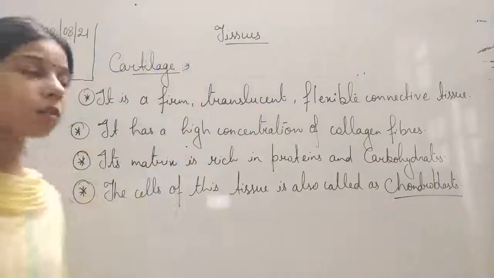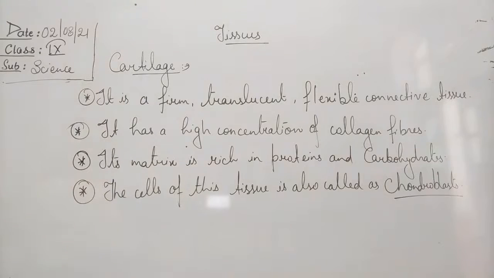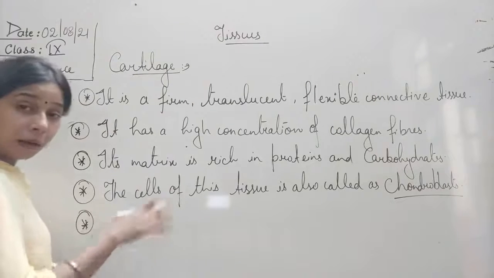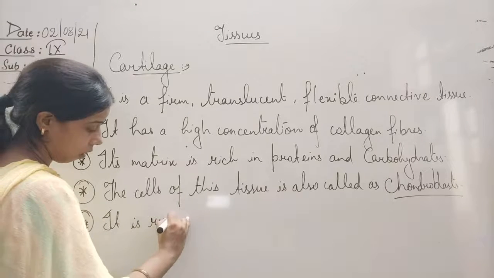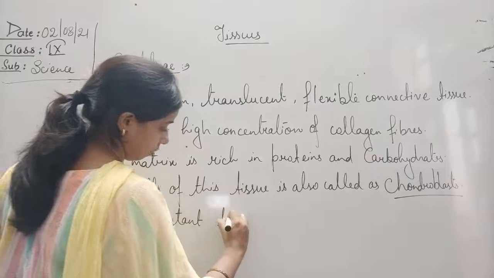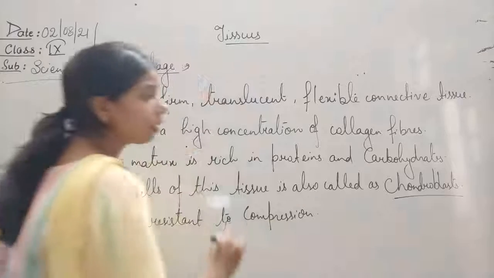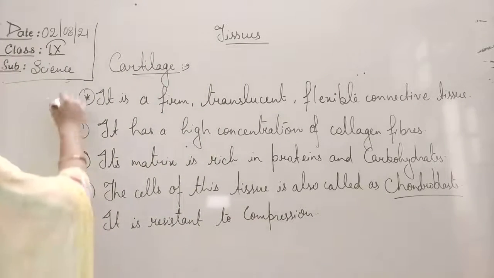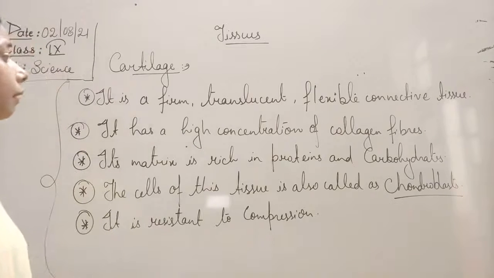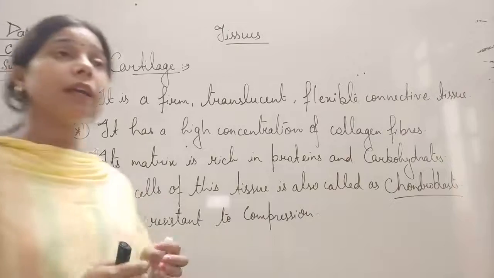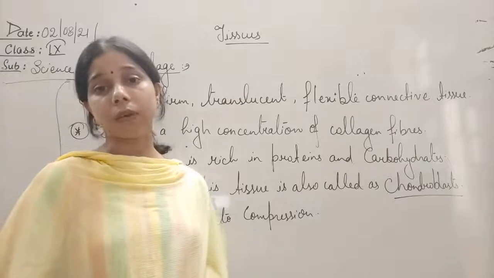The cell of the tissue is also called chondroblast. This is resistant to compression. So these are some of the roles of the cartilage. The first one, students, is that it is a translucent, flexible connective tissue with a high concentration of collagen fiber, rich in protein and carbohydrate, produced by chondroblast.